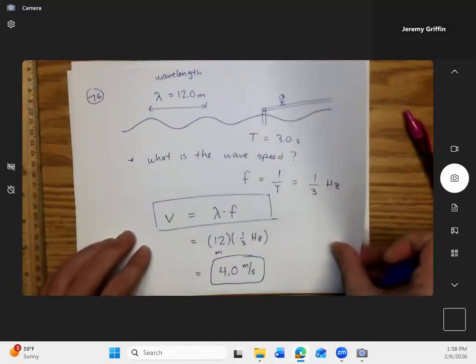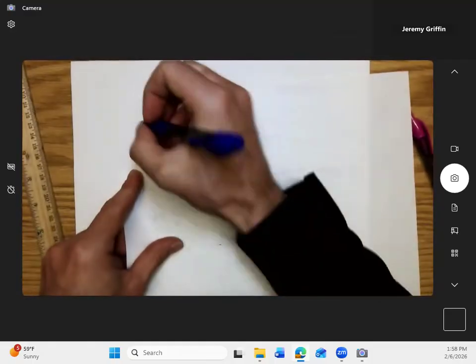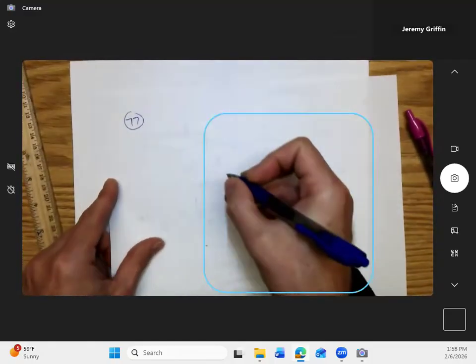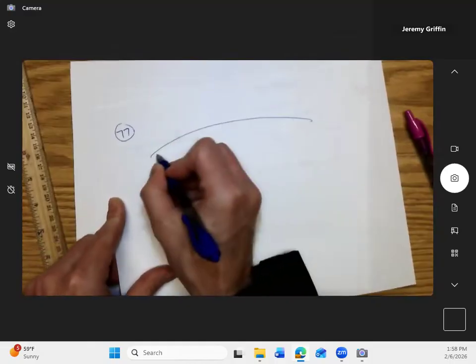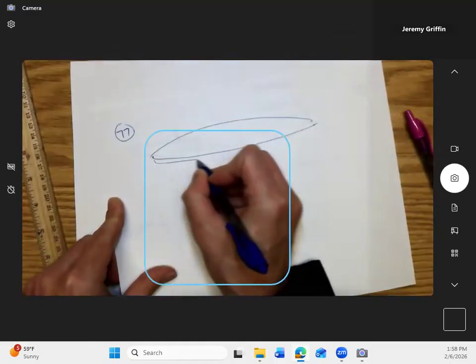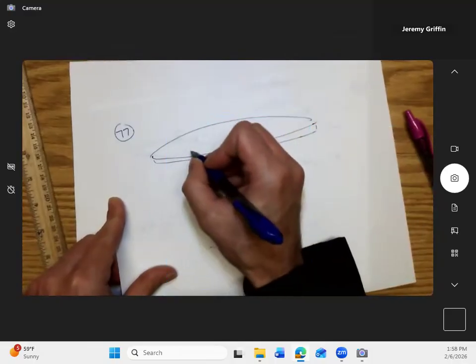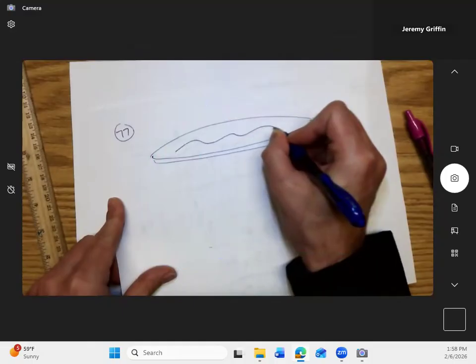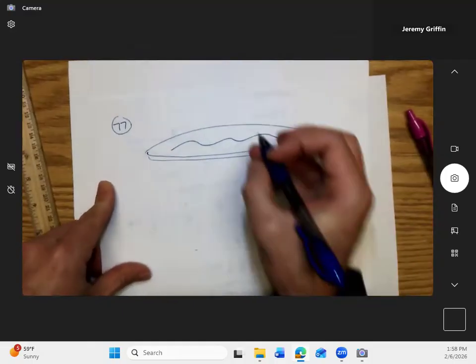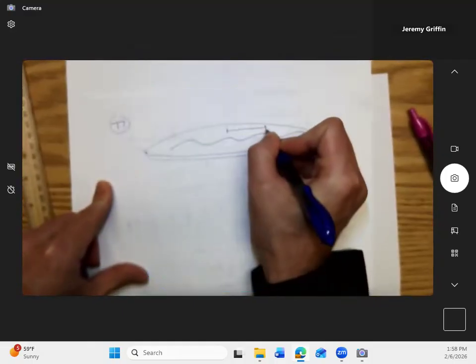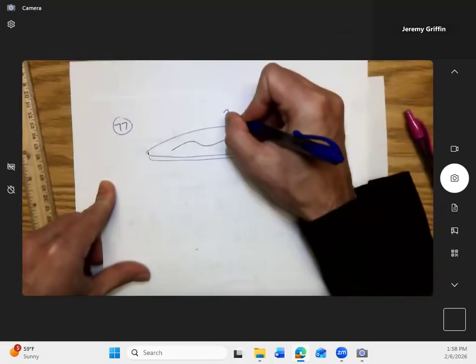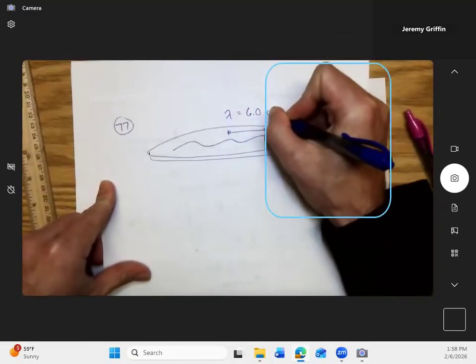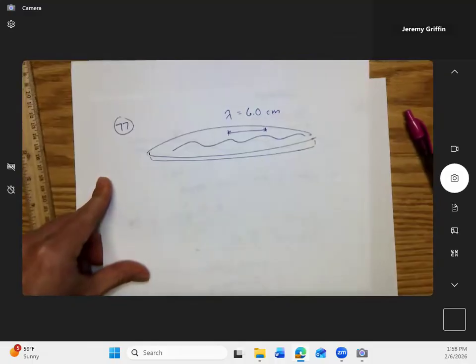Alright, so this sounds fairly similar. They've got a dish, and I'm zoomed in on this dish right here. We're watching these little ripples go across, watching these ripples propagate. And from crest to crest, let's say this wavelength is 6.0 centimeters.